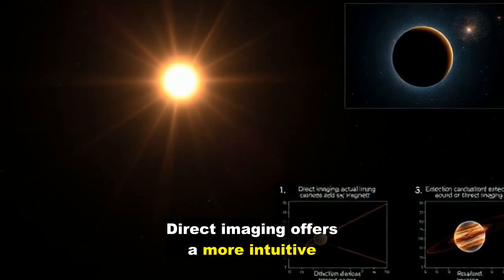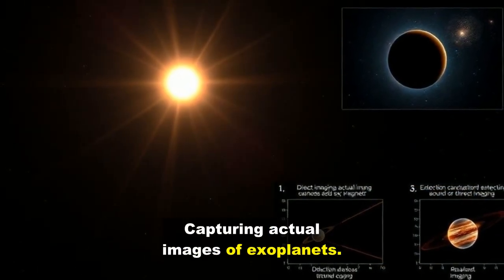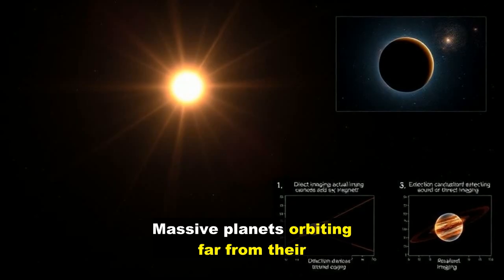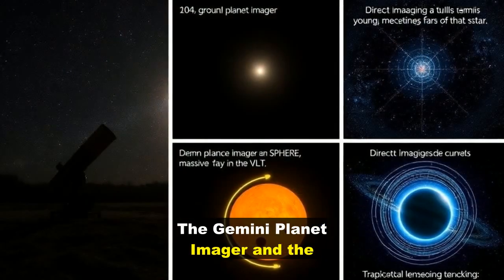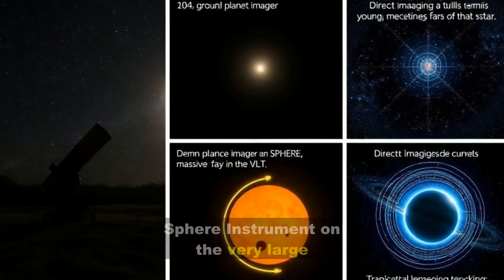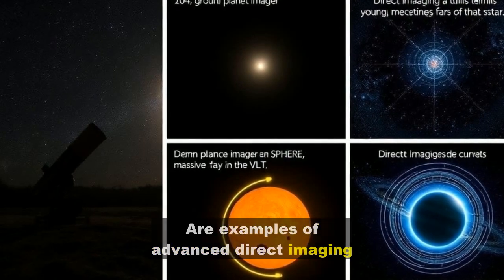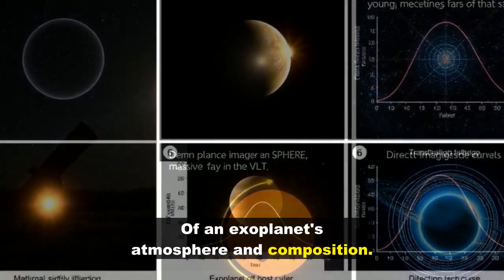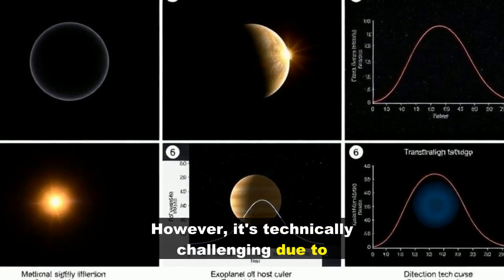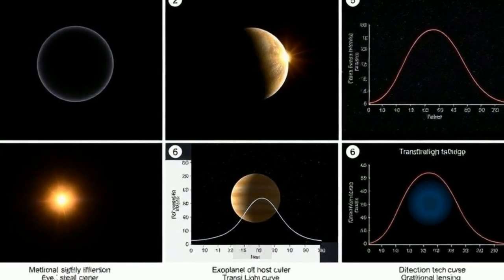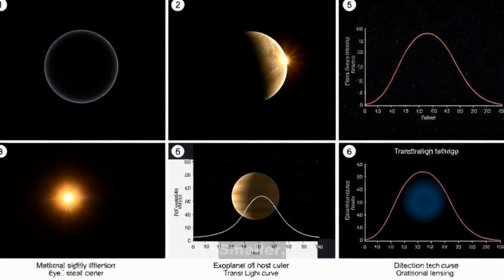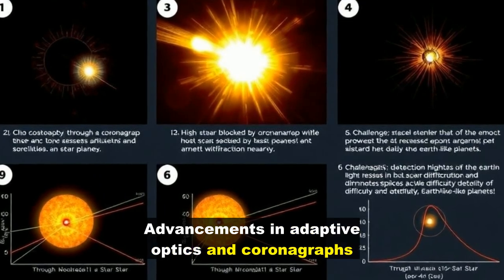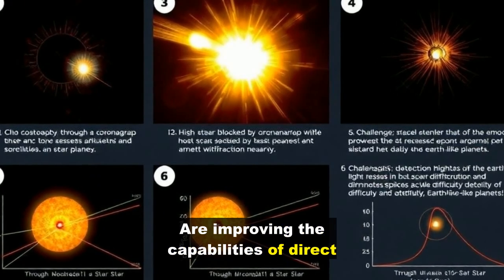Direct imaging offers a more intuitive approach, capturing actual images of exoplanets. This method is particularly useful for studying young, massive planets orbiting far from their stars. The Gemini Planet Imager and the SPHERE instrument on the Very Large Telescope are examples of advanced direct imaging systems. Direct imaging allows for the study of an exoplanet's atmosphere and composition. However, it's technically challenging due to the overwhelming brightness of the host star. It's also less effective for detecting smaller, Earth-like planets. Despite these limitations, advancements in adaptive optics and coronagraphs are improving the capabilities of direct imaging.